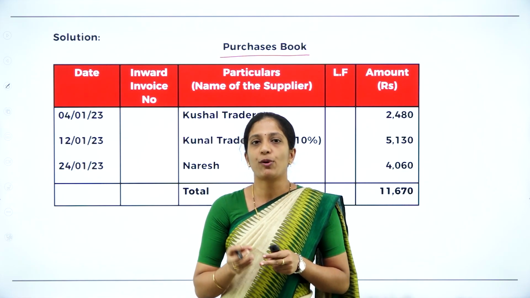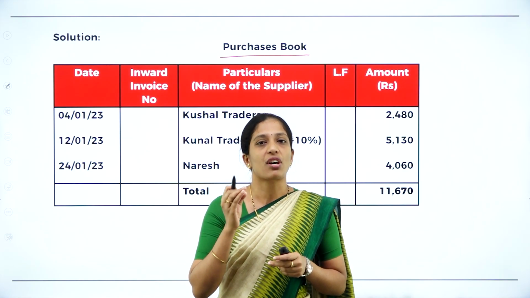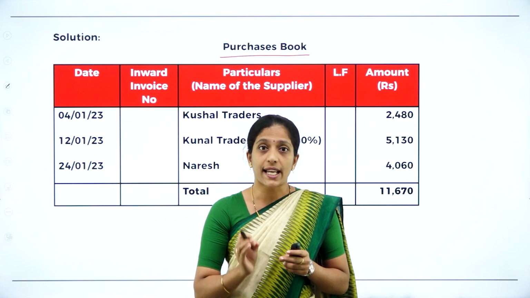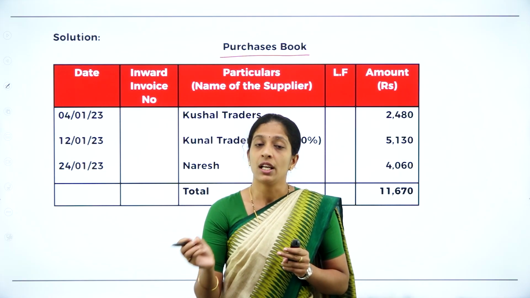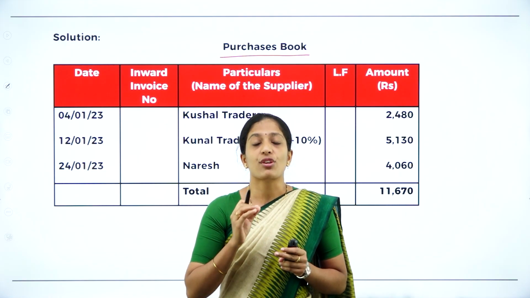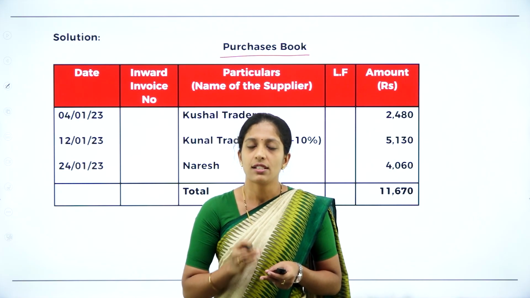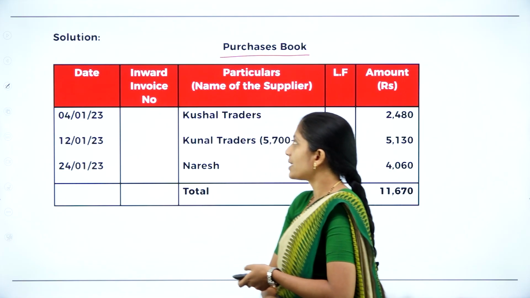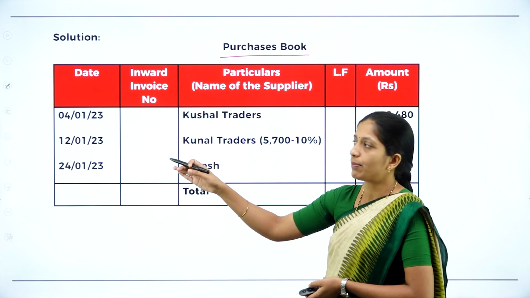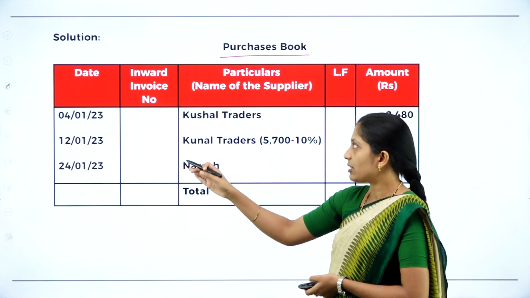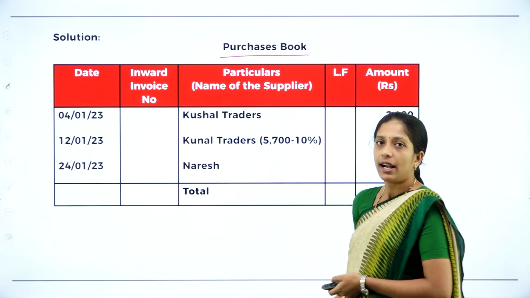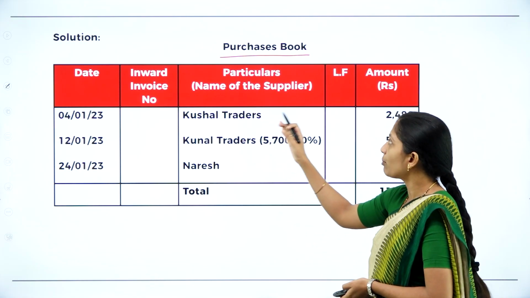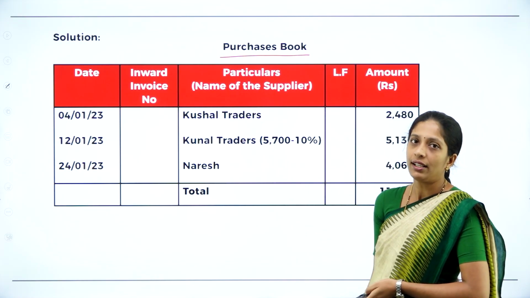So in your purchases book, you will record only credit purchase of goods. Okay. So if it is cash purchase, it goes for cash book. If it is any credit purchase of any other asset, then it goes for journal proper. Okay. So let us see the transactions and what are the columns required. You will start with the date, inward invoice number, and under particulars, we have to write the name of the supplier, ledger folio and amount.